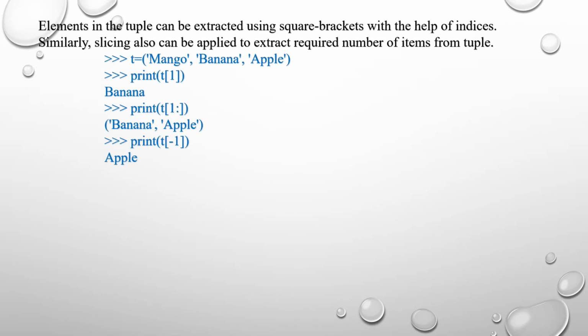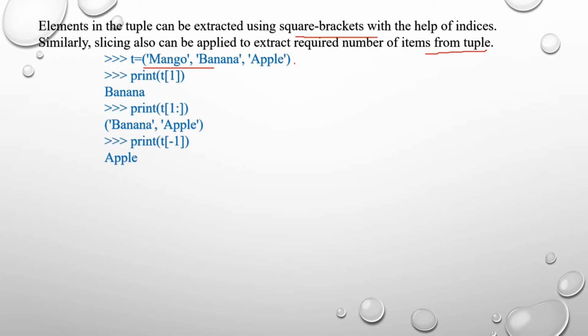Elements in the tuple can be extracted using square brackets with the help of indices. Similarly, slicing can also be applied to extract the required number of items from a tuple. So it's similar to list slicing. For example, take t is equal to mango, banana and apple. These are the items enclosed with single quotes and separated by commas, and the entire items are enclosed with parentheses. So the type of t is tuple.